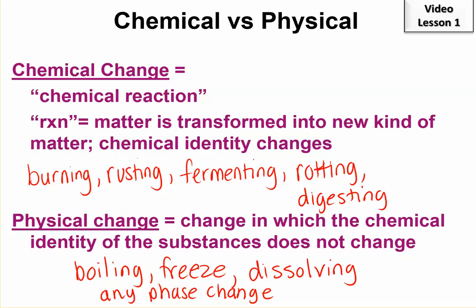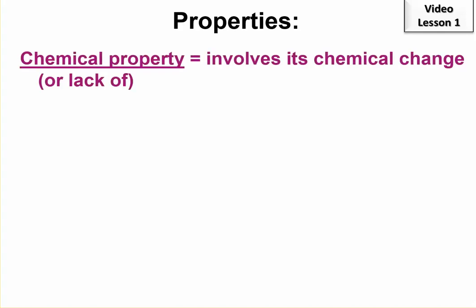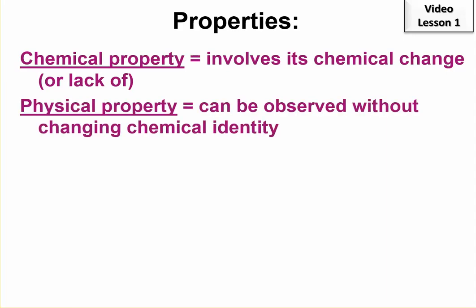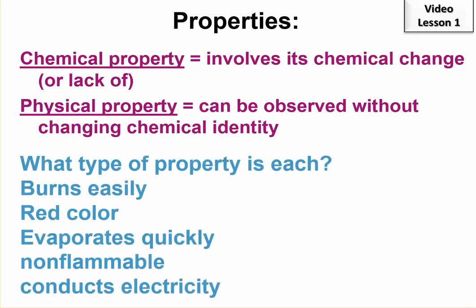And we can also define these in terms of properties. In other words, we can talk about the substance's tendency to undergo a change. So a chemical property tells about its tendency to have a chemical change, or the type of change it might have. So see what you can do with each of these. What type of property does each of these represent?